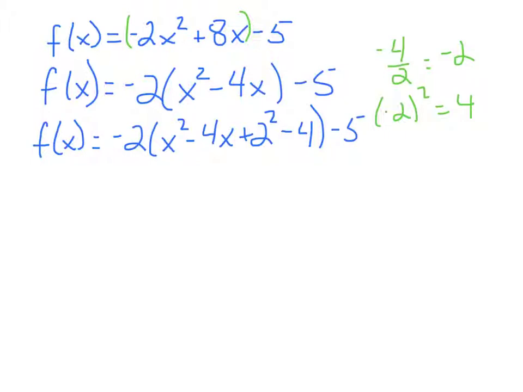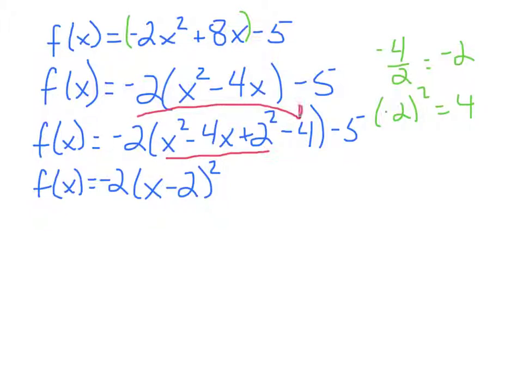Now we're really just looking at these first 3 terms inside the parentheses, and we're going to factor those into x minus 2 squared. And what's going to happen now is we're going to take this -2 and multiply it by this -4, and that way we'll be able to move it to the outside of the parentheses. So -2 times -4 is +8. We still have our 5 there. And so finally we are done with it.